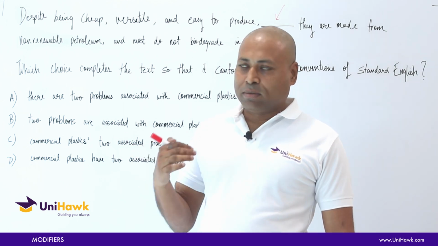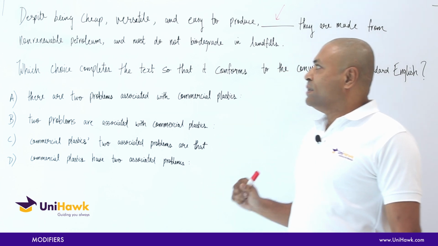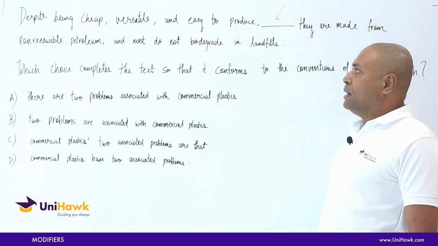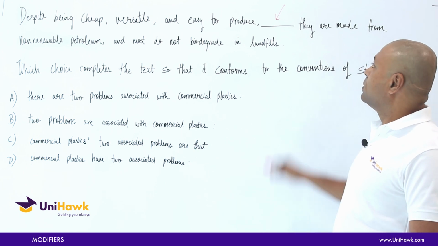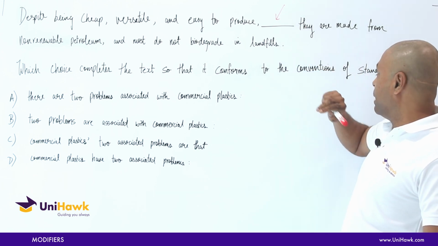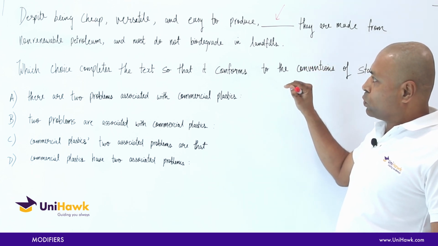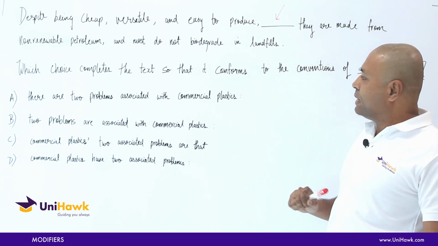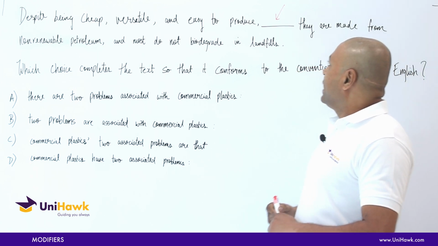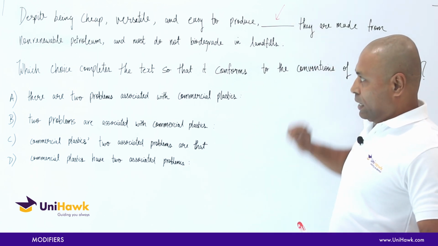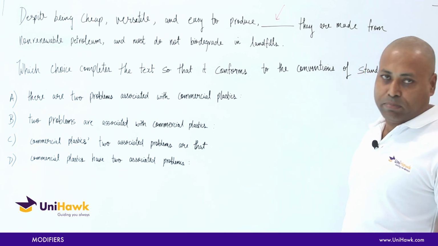Let's use an example, of course. I have one example on my board. The sentence says, "Despite being cheap, versatile, and easy to produce, dash," this is the gap we have to fill up. "They are made from non-renewable petroleum and most do not biodegrade in landfills." Before we can put something in this blank, we have to consider some things about this statement.